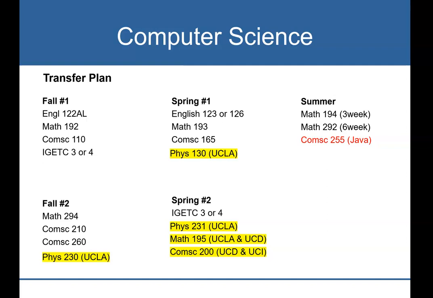So as you see, this is a really heavy plan. I don't recommend trying to do it in 2 years, but I understand that many students are highly motivated by time or money to move as quickly as possible from DVC to the university. This is the strategy to do it. This would make your application very strong.